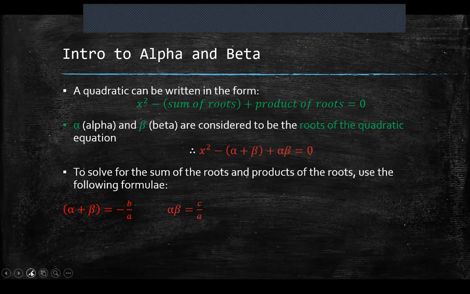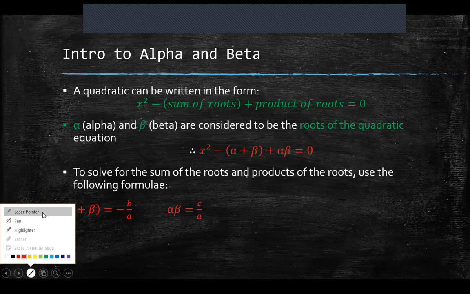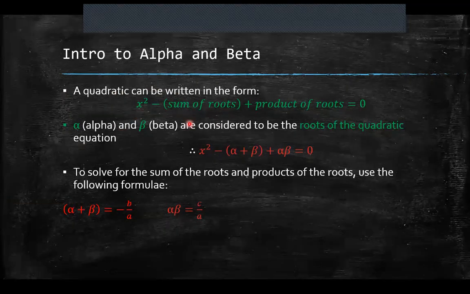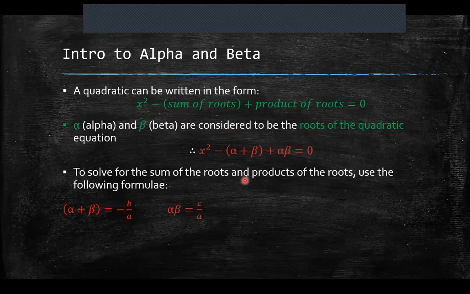But the quadratic can be written in the form x squared minus the sum of the roots plus the product of the roots is equal to 0. Alpha and beta, for this particular topic, are considered to be the roots of my quadratic, right? So if alpha and beta are my roots, and this is the sum of the roots, we know sum means add. So this would be alpha plus beta.